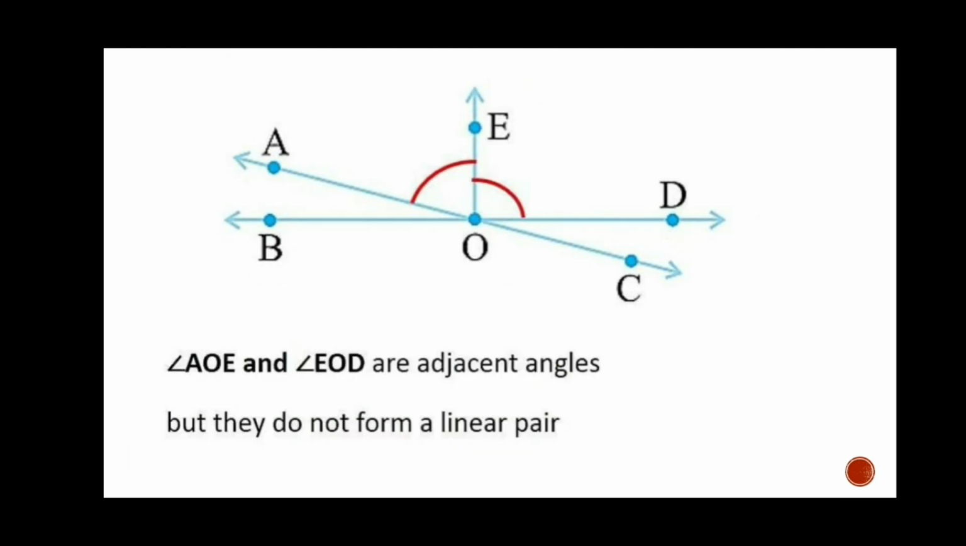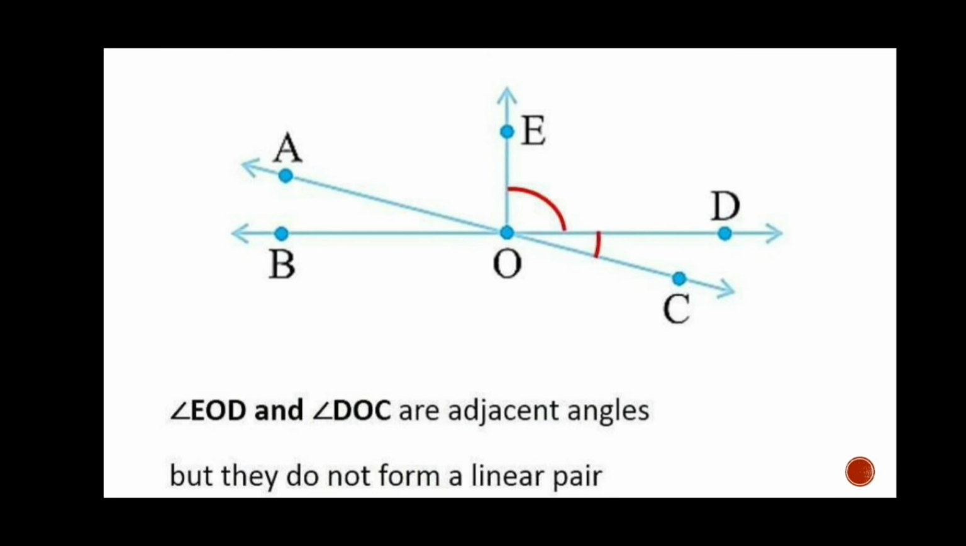Also you can see here that angles AOE and EOD, the highlighted ones, are also adjacent because they have a common vertex O, they have a common side OE and they are not overlapping each other. So they are adjacent, but as you can see their non-common sides, OD and OA, are not exactly opposite to each other and they are not forming a straight line. So hence these are also not a linear pair.